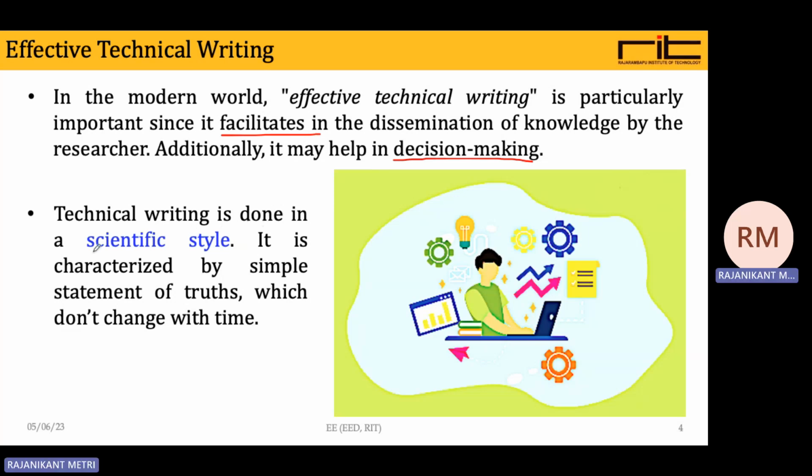It is done in a scientific style. So what do you mean by scientific style? There are different kinds of writing: academic writing, essay writing, technical writing. So we are talking about technical writing. So it is done in a scientific style. So we'll see what are the steps, characteristics of this writing. It is characterized by simple statements of truths which don't change with time. So whatever research you have carried out, those are based on some facts, real statements or truths, and which doesn't change with the time.